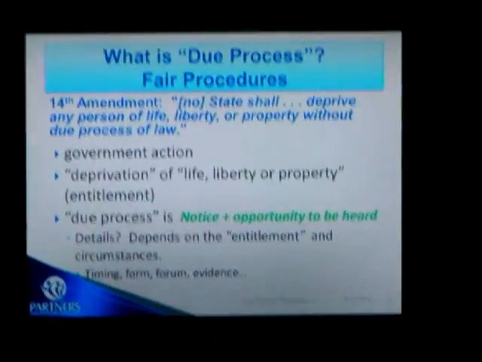The bottom line is that how much notice and how much opportunity to be heard really depends on the entitlement and the circumstances. And there's been a lot of law in the area of managed care organizations and Medicaid that have outlined what they offer us. But that's the thing to keep in mind: due process, what kind of notice and what type of opportunity to be heard.